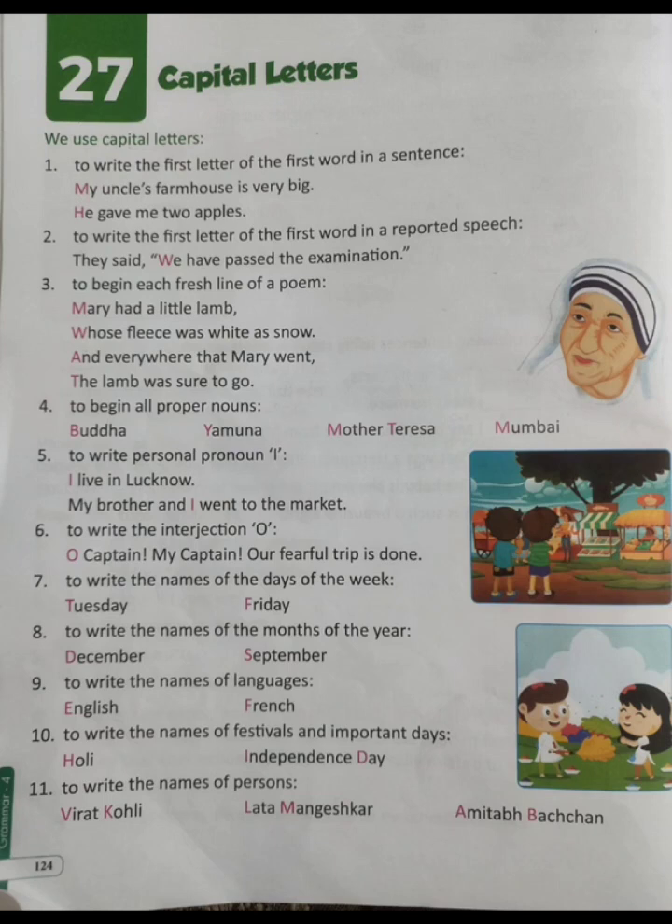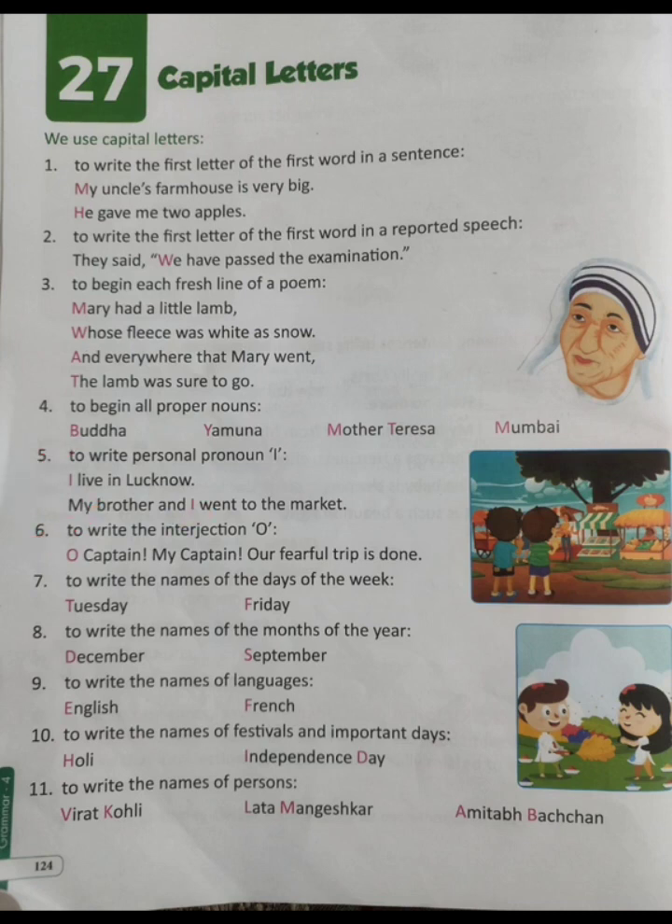Then next, rule number 5. Always use a capital letter to write the personal pronoun I. So when you write a sentence, always make the personal pronoun I capital. Here two examples are given. The first one is I live in Lucknow, and I is capital. Then the second sentence, my brother and I went to the market, and in this sentence also I is capital.